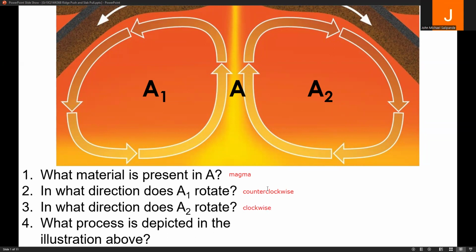Number four, what process is depicted in the illustration above? Since most of the picture depicts the mantle, we assume that below the mantle is the core. And since the core is the heat source, we see that in the middle we have warm magma rising, and then at the sides we have cold magma sinking. So the process depicted above is convection currents, which was our lesson yesterday.